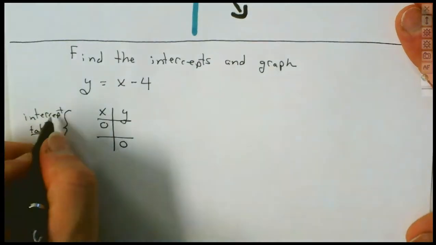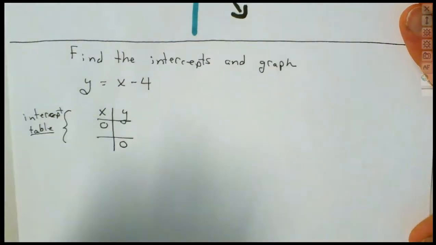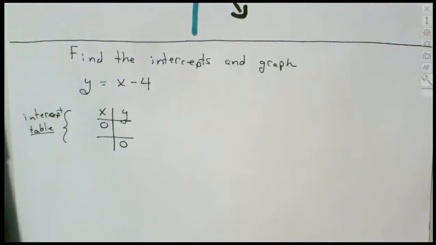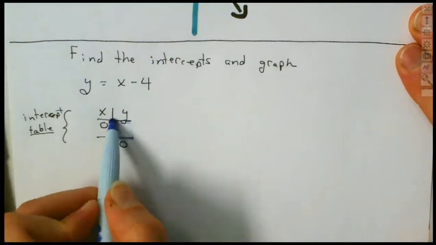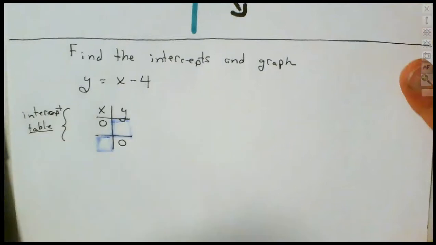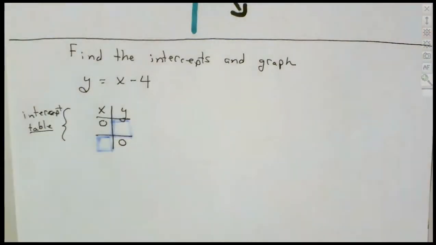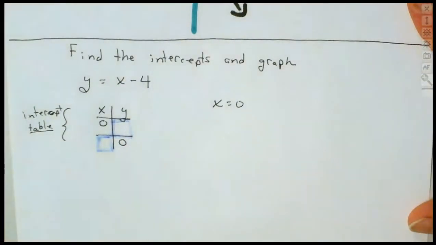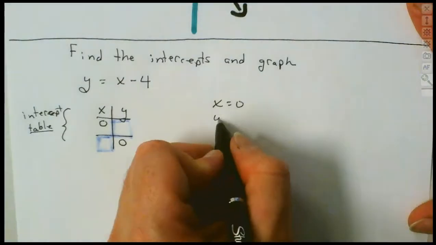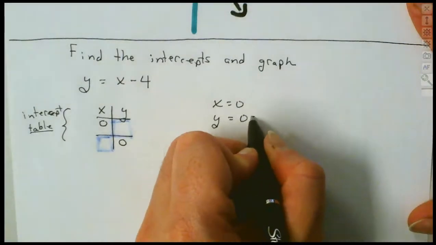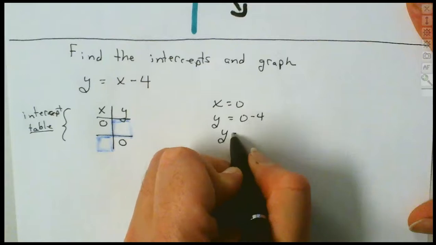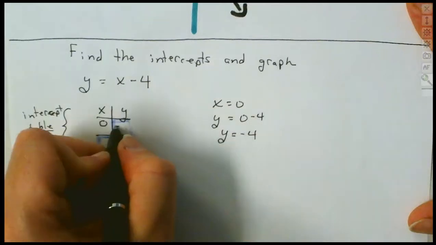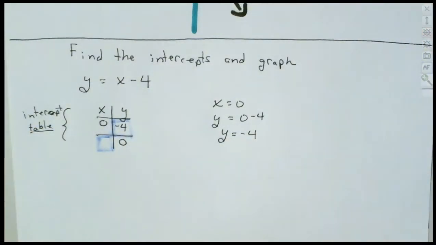So let's see our intercept table here. We're going to fill in our missing components. So we've got blanks here and there. We're going to fill them in, and we're going to start with x equals 0. Well, if x equals 0, then that gives you y equals 0 minus 4. So y equals our negative 4. There's our negative 4 for a y value.